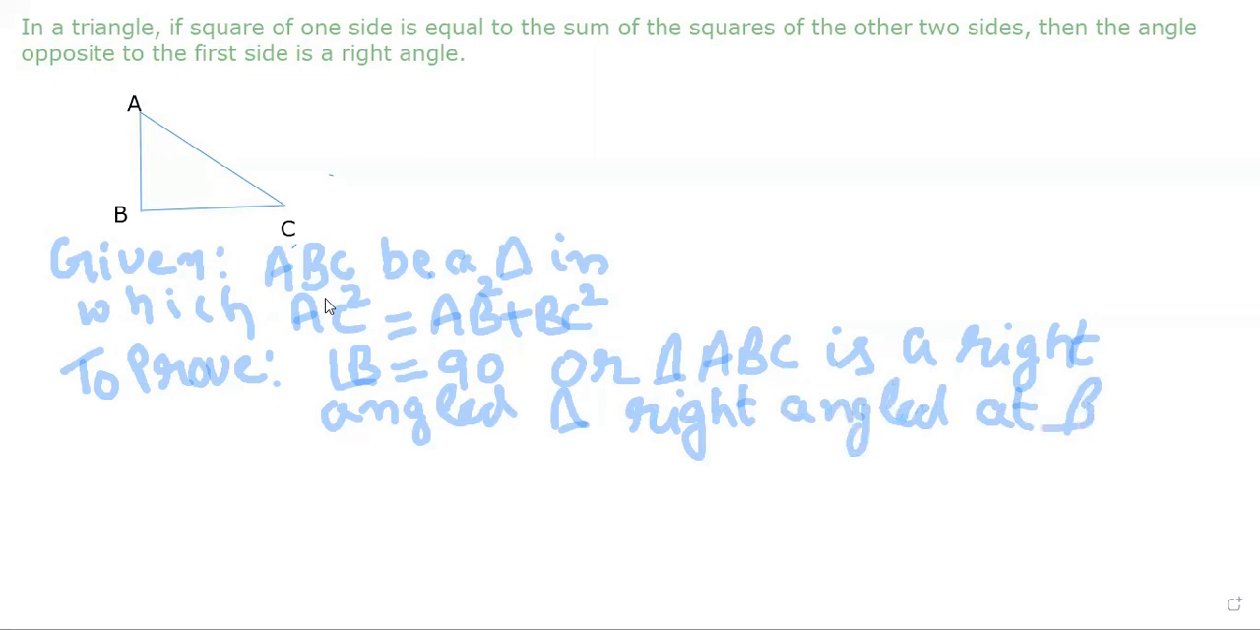To prove this, we need to construct another triangle. For proving the theorem, let us construct another right angle triangle, PQR. It is right angled at Q.